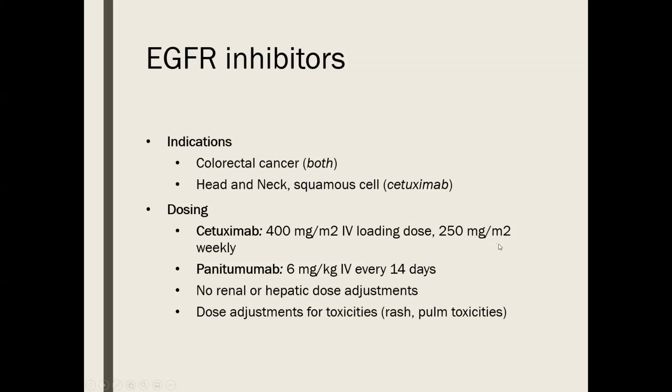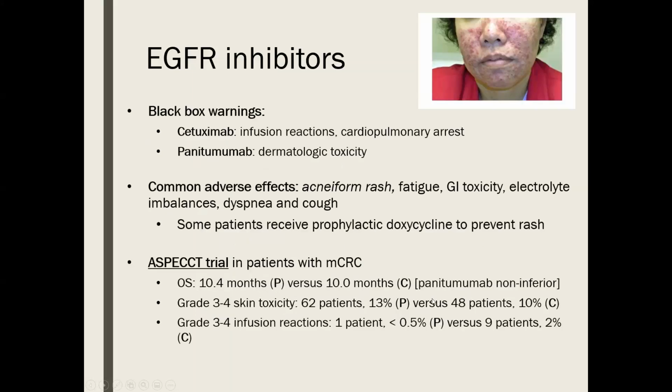Although there are some indications that now have a 500 milligram per meter squared every 2-week dosing regimen to make it a little more convenient, and follow with panitumumab 6 milligrams per kilo IV every 14 days. There are some considerations with the EGFR products that are important to know. The EGFR inhibitors do have some black box warnings for cetuximab, especially for infusion-related reactions as well as cardiopulmonary arrest, and panitumumab with the dermatologic toxicities.